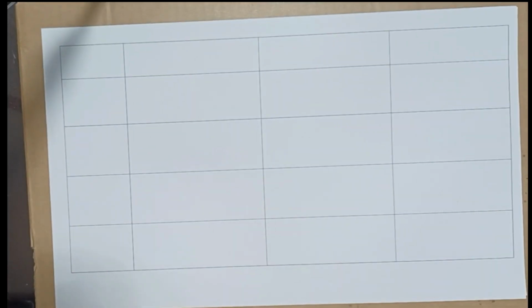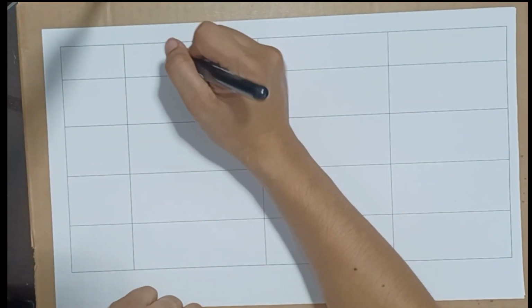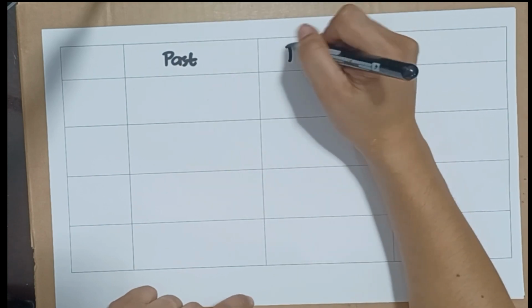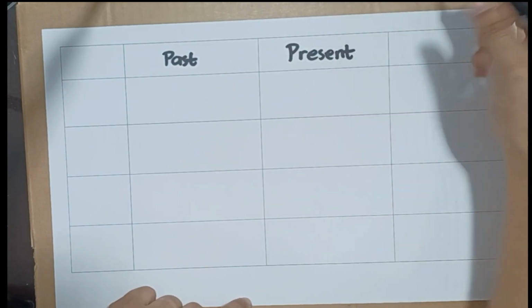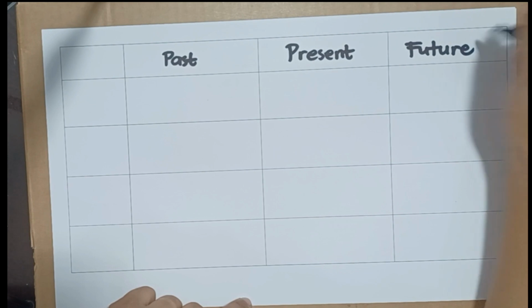Good morning, everyone. Today we'll talk about the different tenses and aspects. So we have three main tenses. These are past, present, and future.